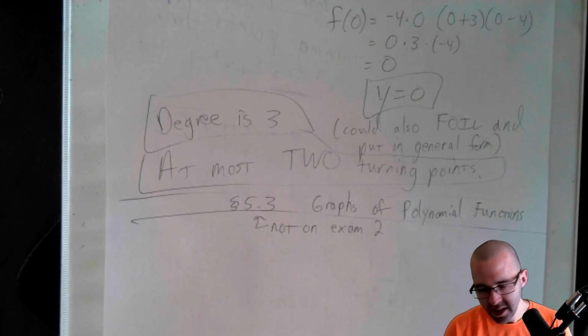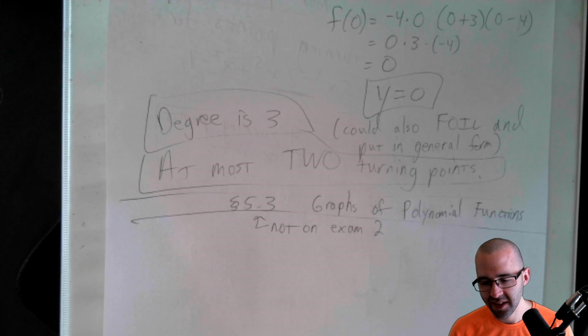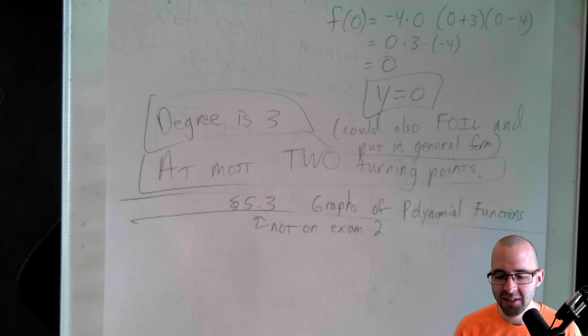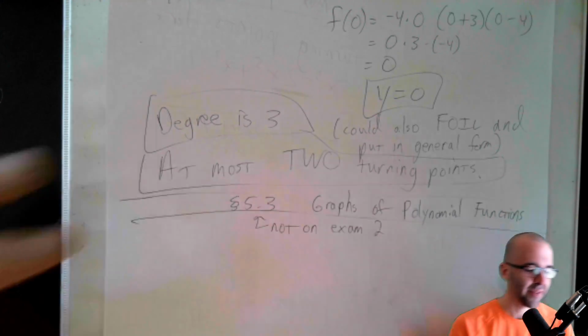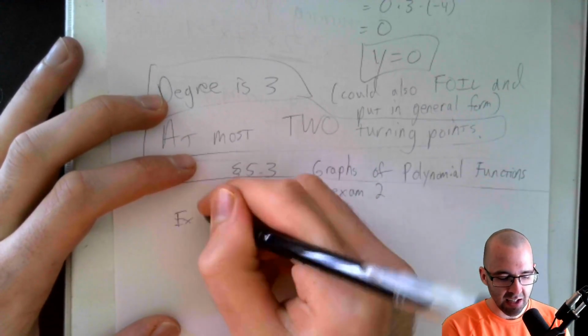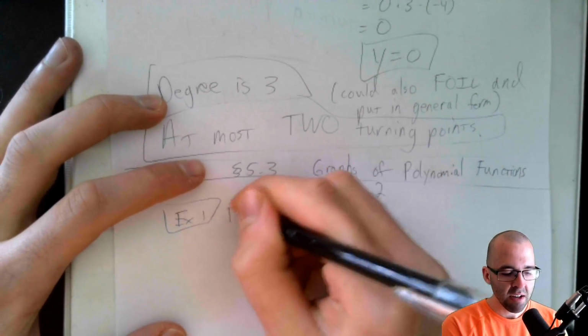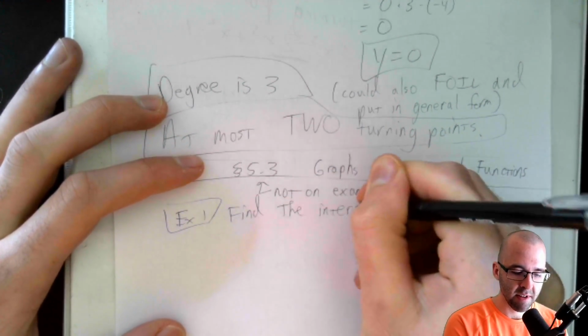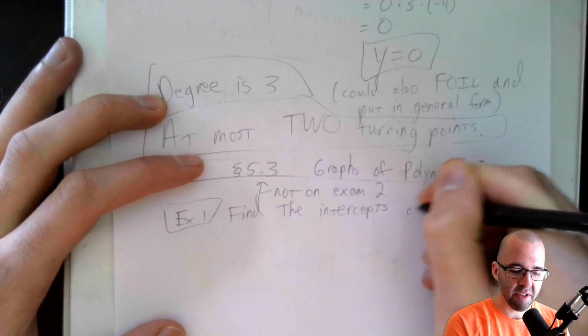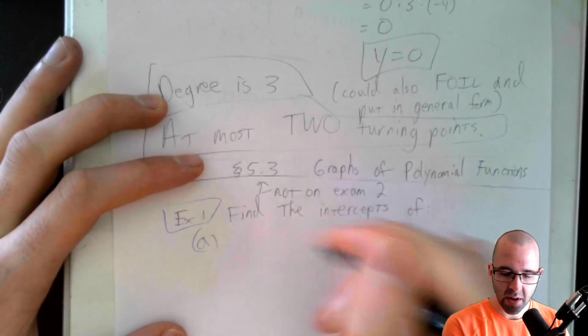So we're going to start this with something that's going to feel a little familiar. You're going to say, Jason, did we actually move on to 5.3? Or are we still in 5.2? I can't tell. Well, let's look at this. Example 1. Find the intercepts of the following. Part A.